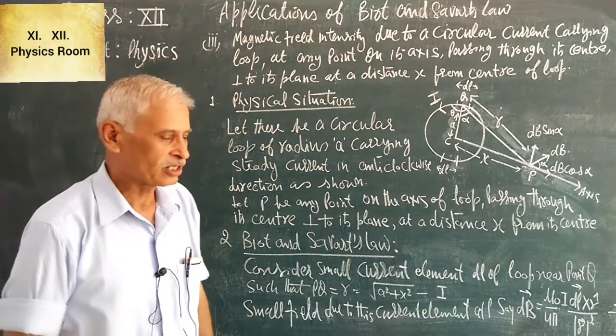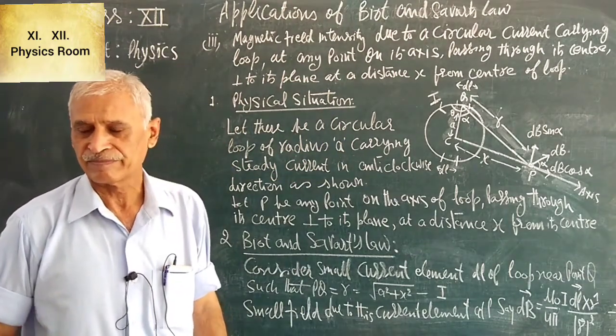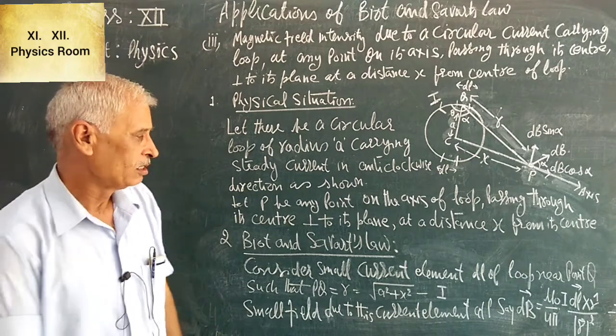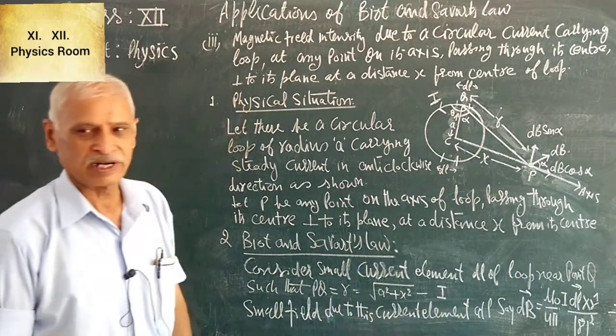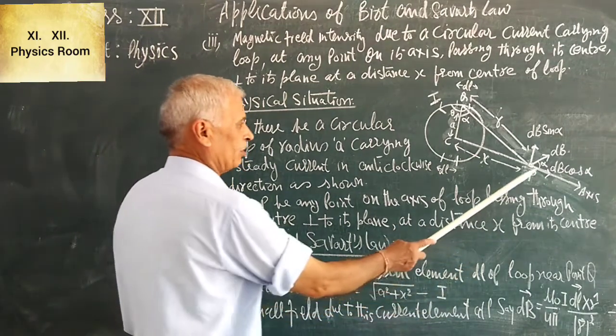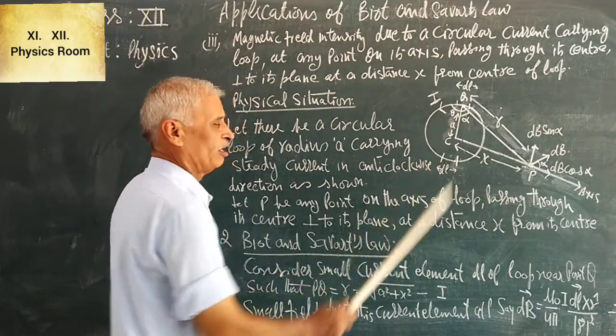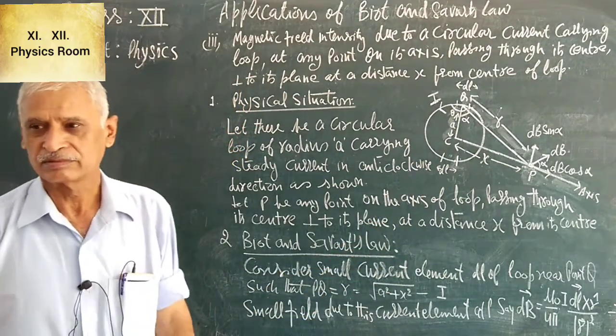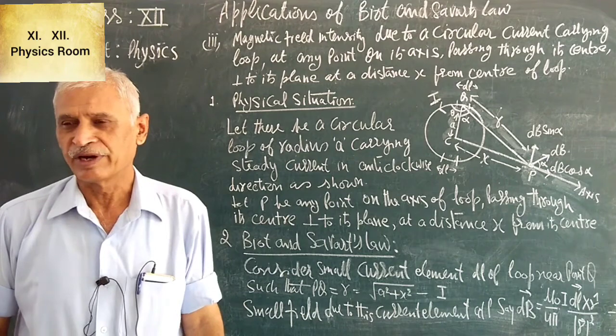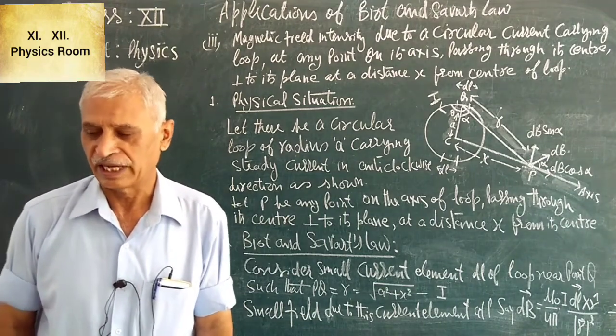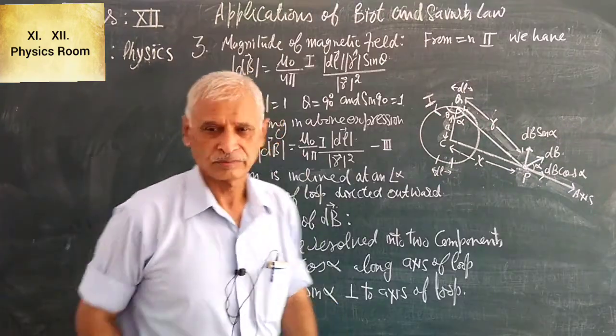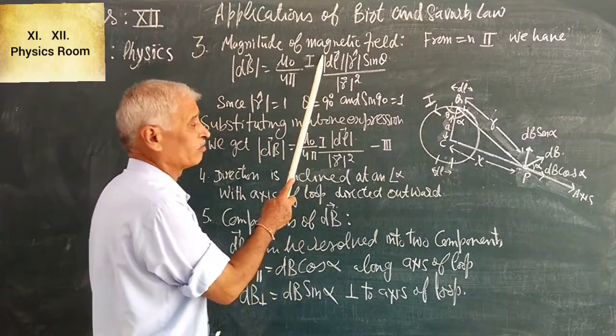Now this is the vectorial expression of Biot and Savart's law. It is also the expression for the magnetic field at P due to the small current element dl of the loop. Now we have to find out its magnitude and direction. Now, magnitude of the magnetic field.